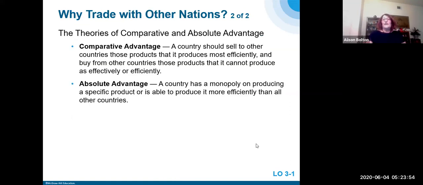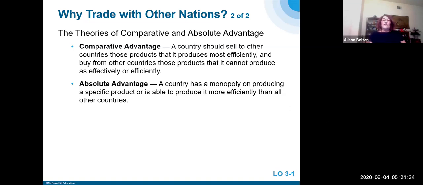So what is comparative advantage? A country should sell to other countries those products that it produces more efficiently. Now, I love this word efficiency. And buy from countries whose products it cannot produce as effectively or efficiently. Now, we have no problem saying we can't do that. Some companies will go to all lengths to try to make something happen, and you see a lot of those countries break financially, with loss of employees, because they're not able to make the product happen.